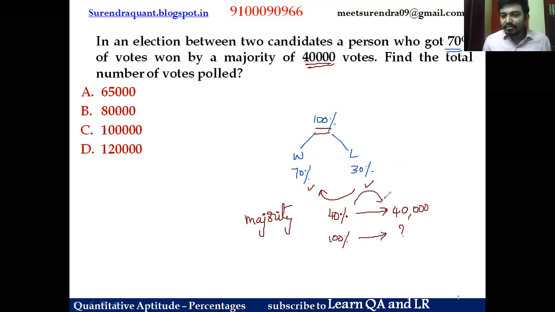So this should be 1,000 times. So the total votes polled are 1 lakh votes. So option C makes sense. Or if you're not aware of this, you can just do the cross multiplication. So 100 into 40,000 by 40 will still give the same answer. So the simple summary from this question is: majority means difference between winner votes and loser votes, as simple as that. Let's move on to the next question.